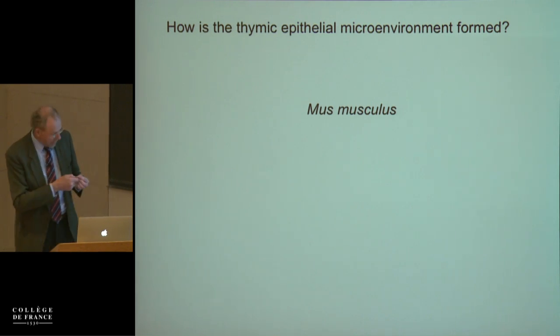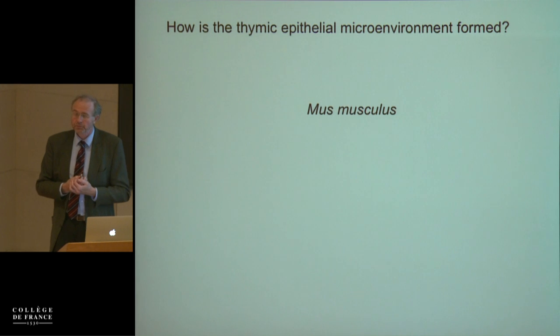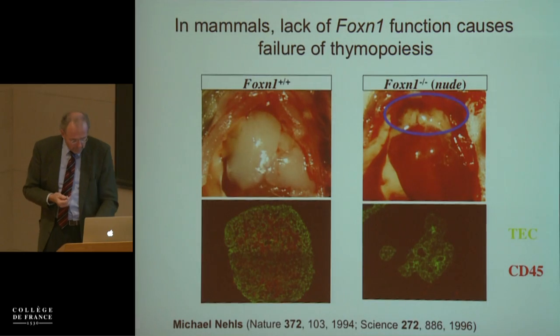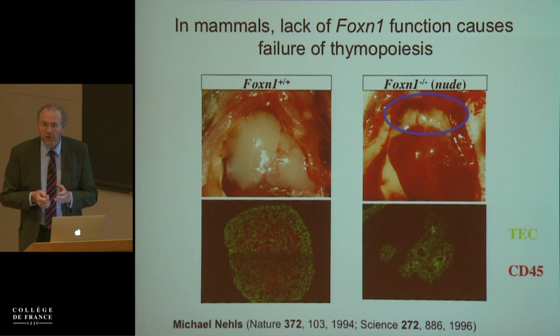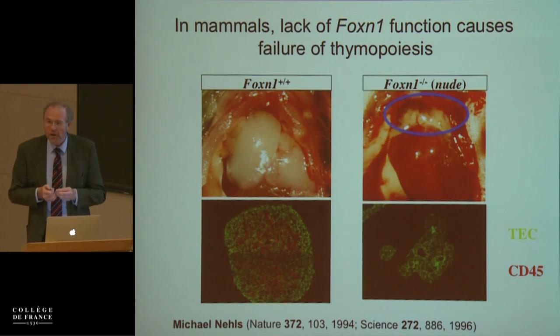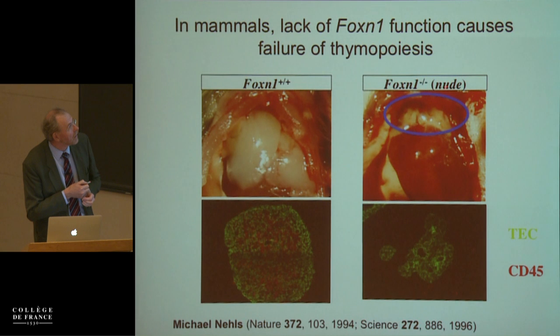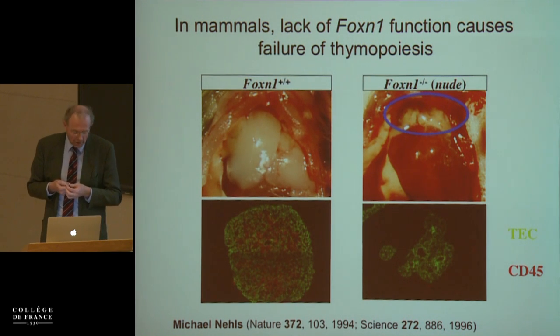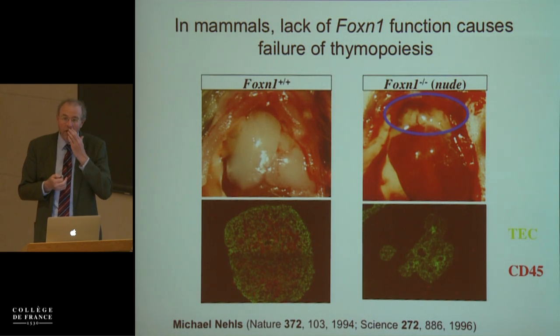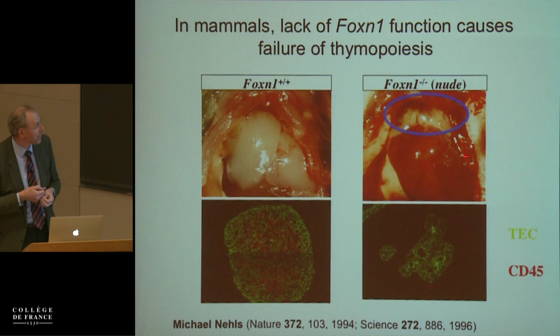Now, how is the thymic epithelial microenvironment formed? Many years ago, a postdoctoral fellow in the laboratory, Michael Nehls, worked with me to identify or clarify the genetic basis of a very important mouse mutation, the nude mutation that Professor Fischer alluded to. And this nude mutation was discovered as a spontaneous mutation in the 1960s, and it was very useful because it caused thymic dysplasia or aplasia. And no T cells developed, and this could be used for transplantation experiments. And it was very important even in cancer research, because human tumors could be transplanted into these mice and tested for sensitivity towards certain chemotherapeutic agents.